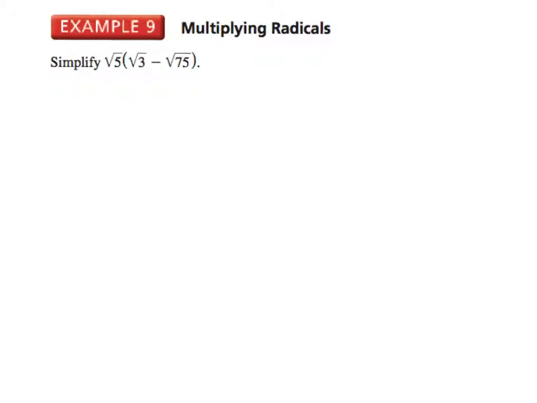And the last one. Root 5 multiplied to the binomial root 3 minus root 75. First thing we do is distribute. Root 5 times root 3 is root 15. Root 5 times negative root 75, that would be root, I believe it's 375, yes.